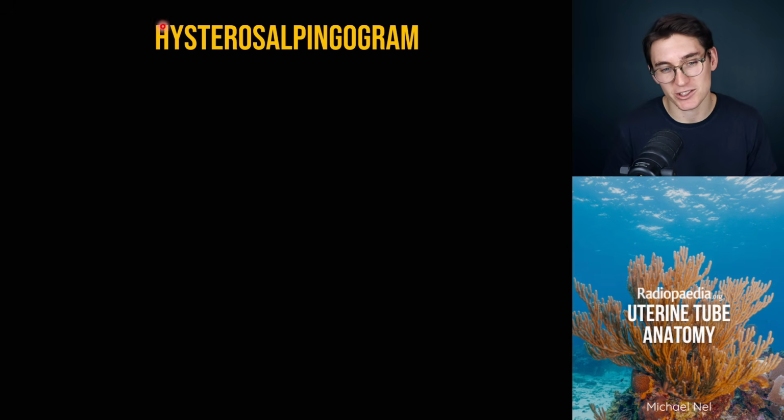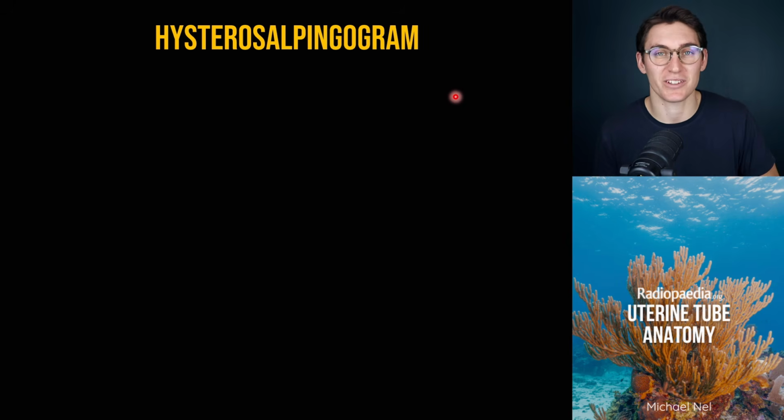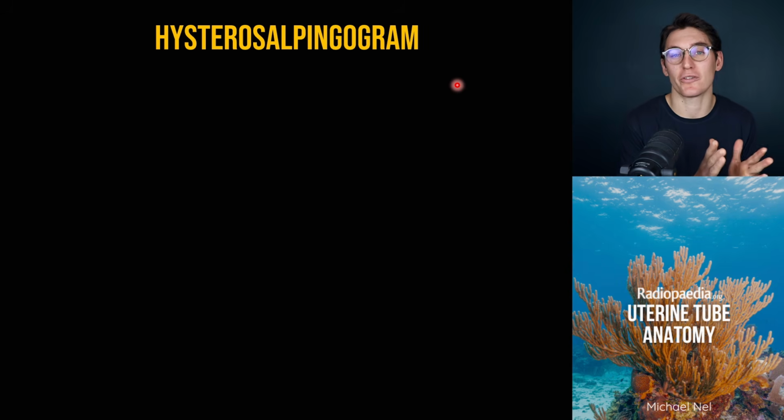The easiest way to visualize at least the lumen of the uterine tubes is performing what's known as a hysterosalpingogram. And we generally perform this study when we're investigating causes of infertility. So how exactly is this performed? Well, it's a fluoroscopic exam. We're looking at the lumen of the uterus as well as the lumen of the uterine tubes.